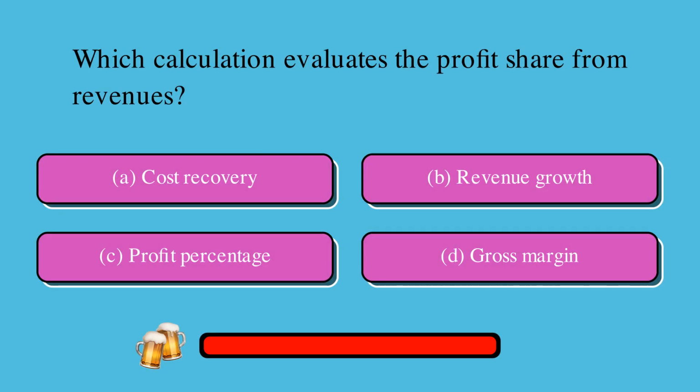Which calculation evaluates the profit share from revenues? Is it A, cost recovery, B, revenue growth, C, profit percentage, or D, gross margin? The correct answer is C, profit percentage.